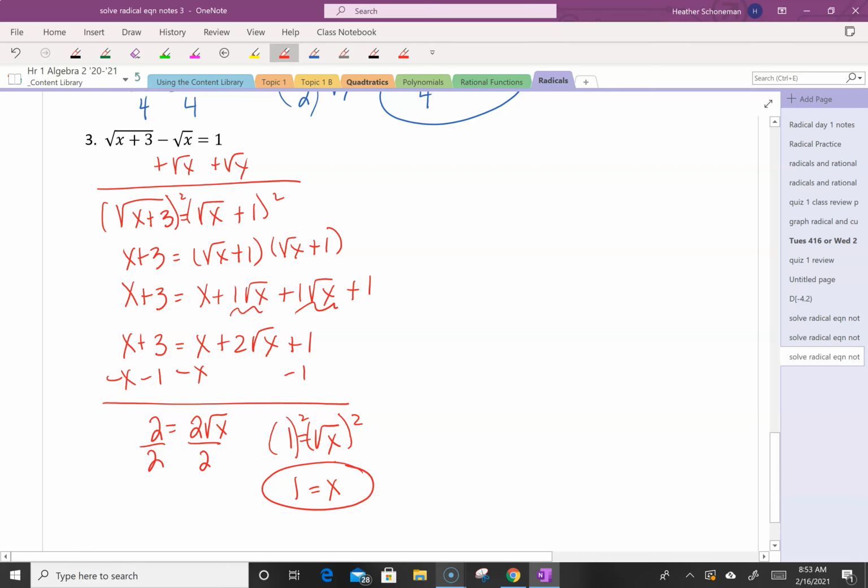Now, you will notice on these 3 equations, I never checked my answer. That's because I don't need to worry about extraneous solutions when I'm not factoring. When you factor, that's when you've got a higher chance of getting extraneous solutions and you need to check. When you're not factoring, it's not as large of a concern.